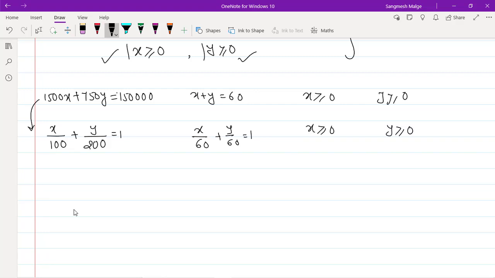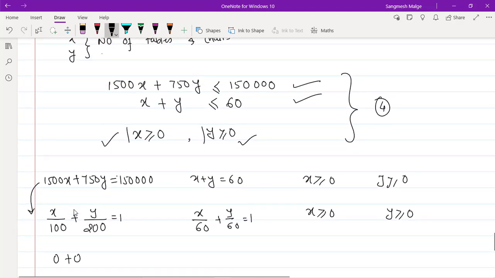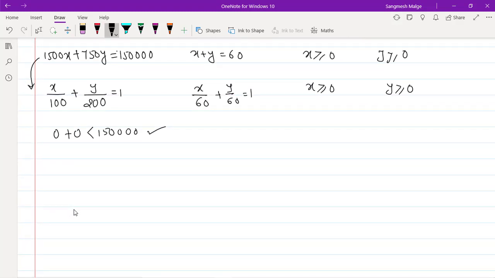Okay, now let's check for the origin. So the origin is 0 plus 0, and the constraint is less than or equal to 1,50,000. Yes, it is of course true. So the origin is included in this solution set. What about the next? 0 plus 0 is less than or equal to 60. Yes, it is also true. So for this also we have the origin included in the solution set.